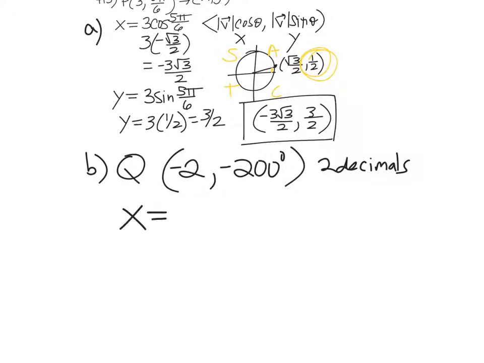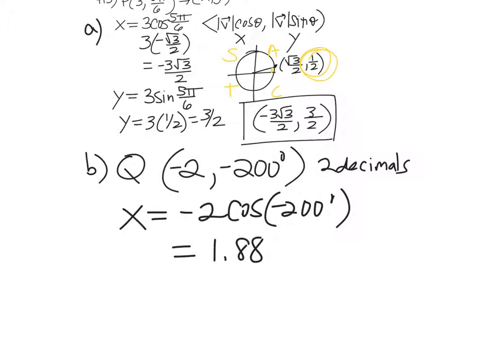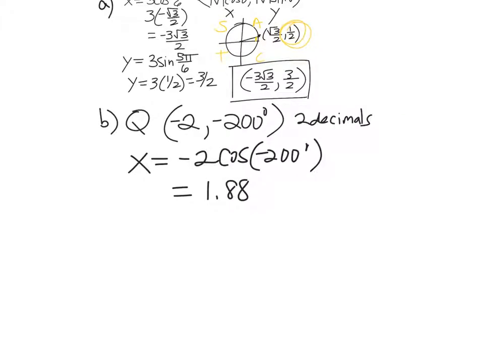X is equal to negative 2 times the cosine of negative 200 degrees. The only difference is, if you think of magnitude, magnitude is never negative, but it just makes you go in the opposite direction. So go to your calculator. Make sure that you are in degree mode, and do negative 2 times the cosine of negative 200. And that gives us 1.88. And then we're going to plot this because I want to see where this is at.